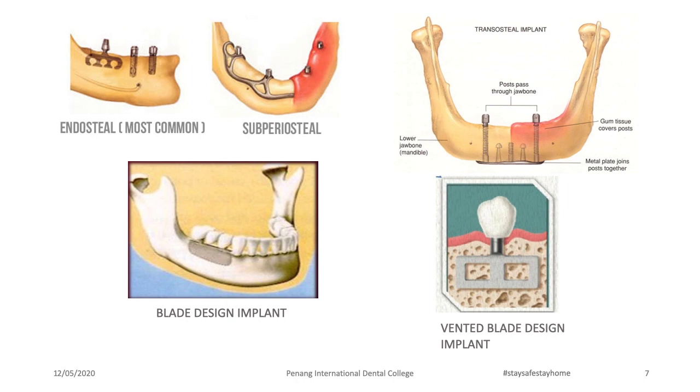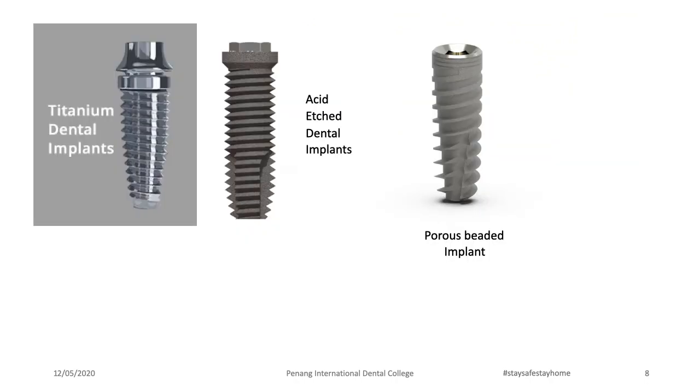Then you have the blade, where the implant looks like a blade type which is placed inside the bone. And then vented, the same blade type but with vents inside them, basically for better fusion with the bone. You have the surface coated ones, you have titanium which looks like that, then you have the acid etched, porous beaded implant and also the hydroxyapatite. These are surface texture coated.